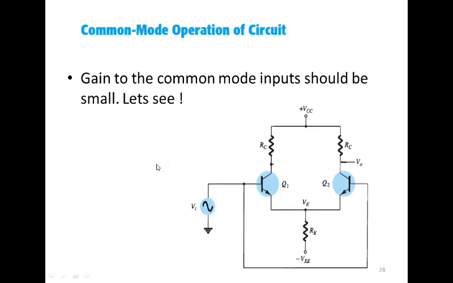And next is the common mode operation of the circuit. The gain to the common mode inputs should be small. When you apply the same signal at both inputs, then this signal should not be amplified at the output. Let's see how.